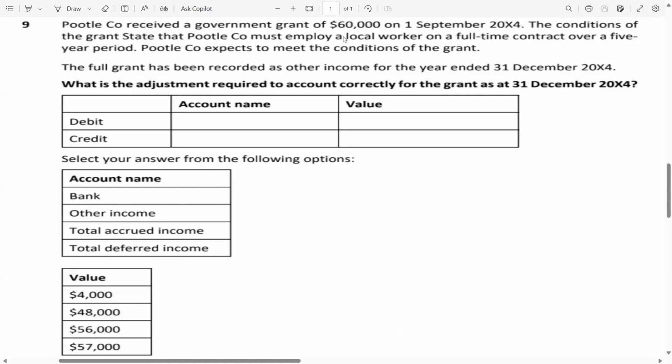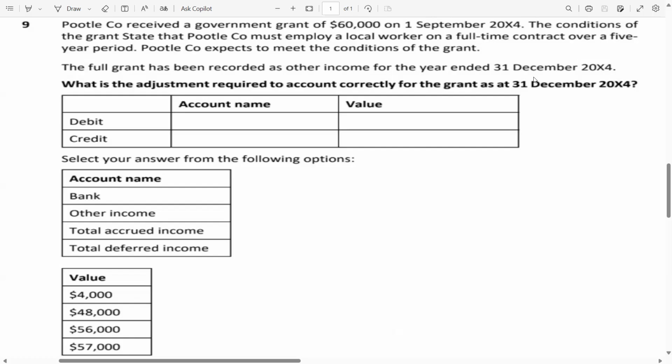So this is a grant related to income. We have studied that there are two kinds of grants, grants related to assets and grants related to income. Must employ a local worker on a full-time contract over a 5-year period. Pootle company expects to meet the conditions of the grant. So now it's clear that the grant conditions should be met. So Pootle company can recognize a grant. The full grant has been recorded as other income for the year ended 31st December 2004.